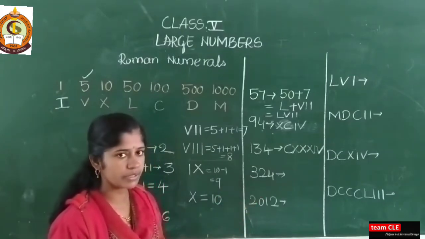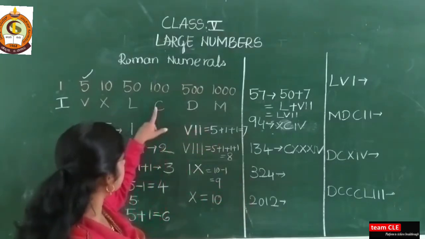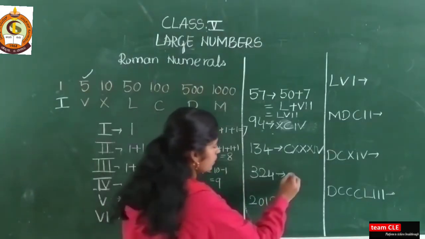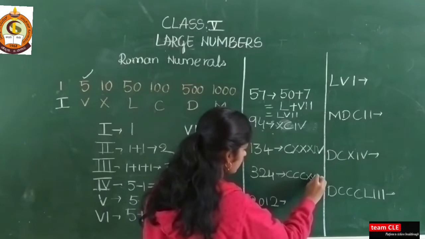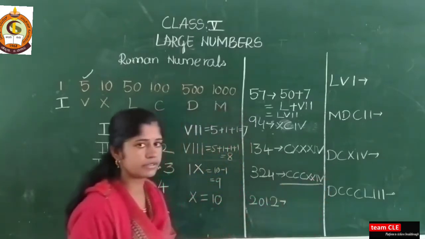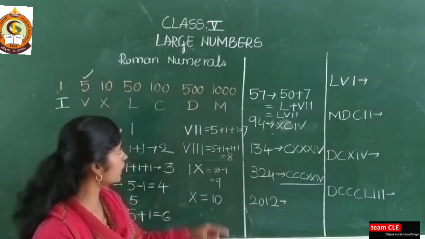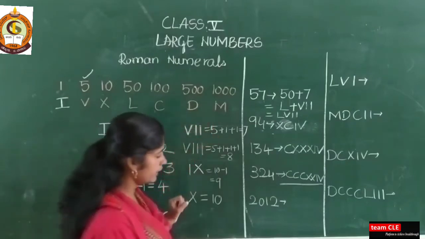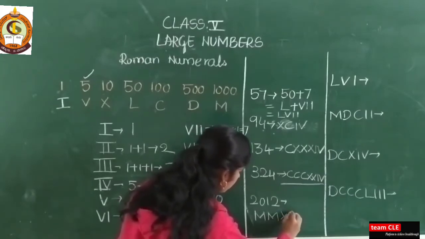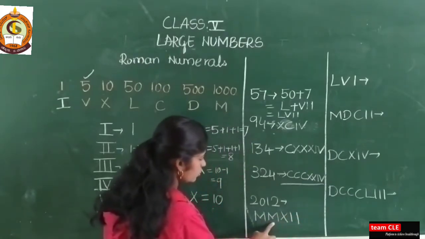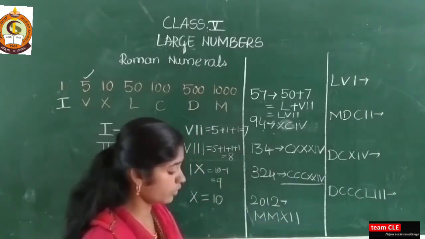Next, 324 is there, which means 300 plus 20 plus 4. So here 300 is there, which means I have to repeat this C 3 times: 1, 2, 3, 300. 20 means X, and IV. So this is 324. Here 2012 is there, which means 1000 and 12. Here 1000 means M. So write here M, then X, next II: 1000, 2000, 2010, 2012. So this type you have to solve the example.